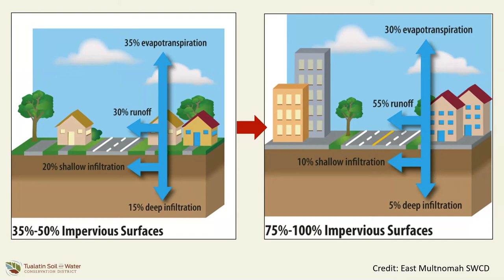So now we're seeing our runoff is at 30%, and the amount of water that's getting down into the soil where we really need it has decreased significantly. And in the final graphic, we're looking at an urban area where there might be close to 100% cover of impervious surfaces. So this means that very little water can soak into the ground naturally, and a large amount of it is running across the land, picking up oil, pet waste, debris, and lots of other pollutants, and bringing it eventually to our waterways.